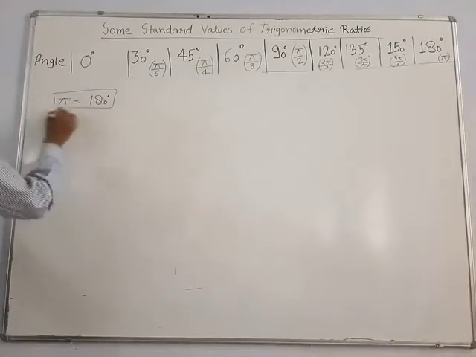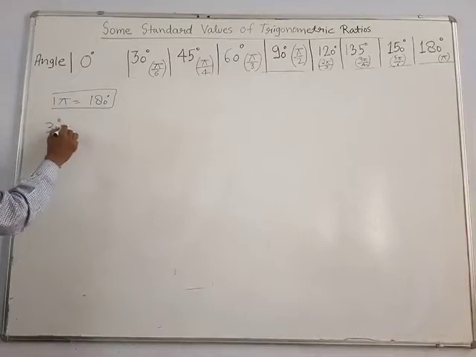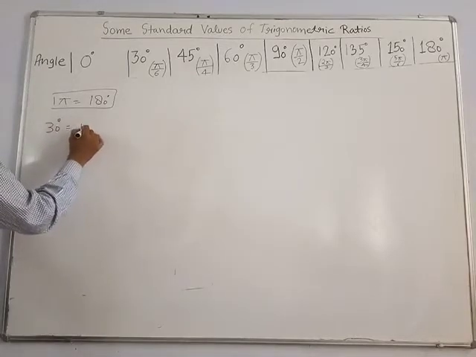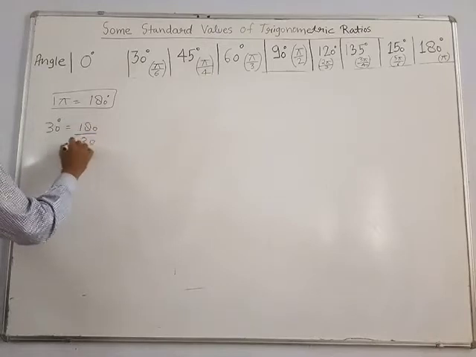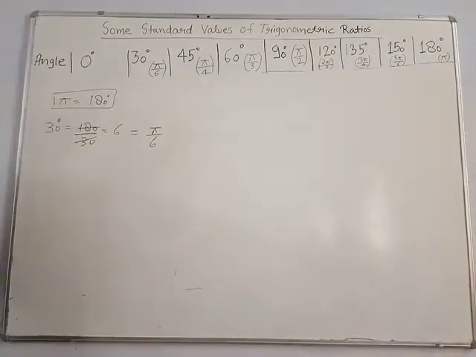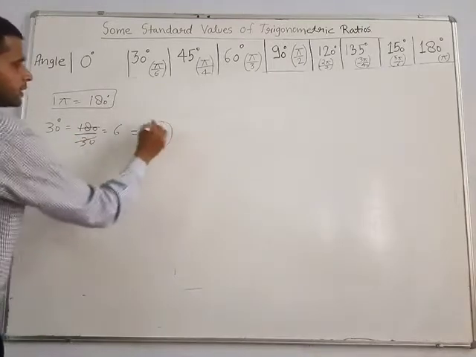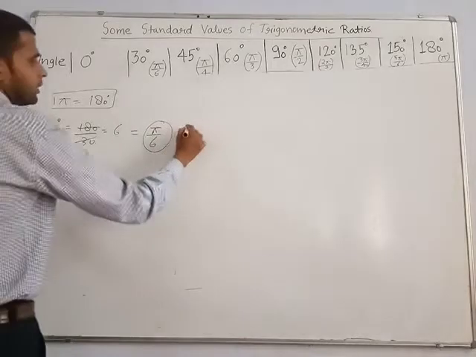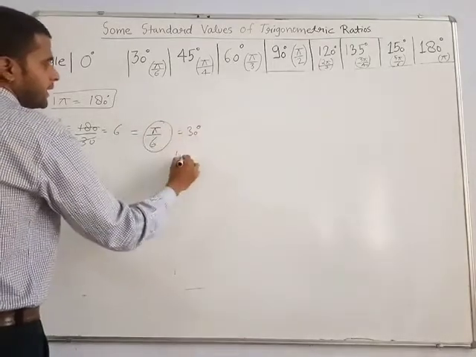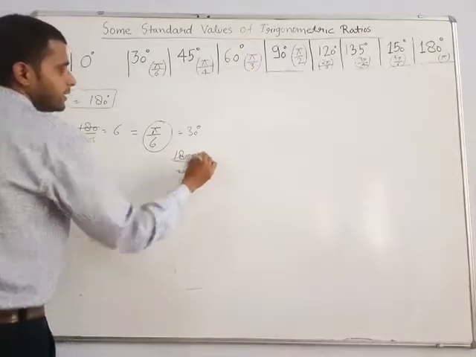But 0 is 0 degree, then 30 degree. So 30 means 180 upon 30, that is 6, right? So you have to write pi upon 6. So you have to solve this value. Answer is 30 degree. Pi is 180 degree divided by 6, so that is 30 degree, right?